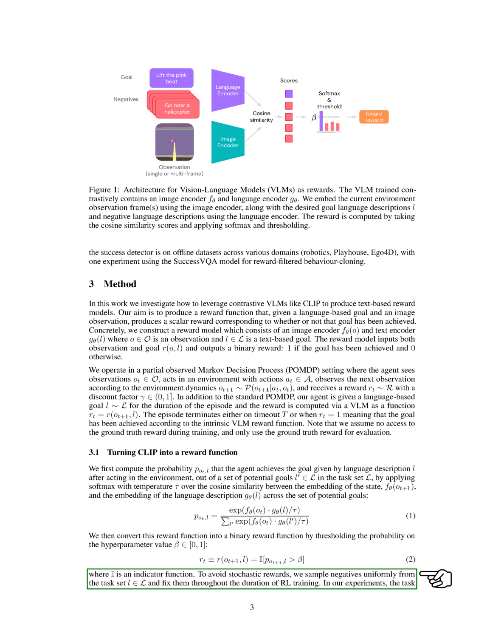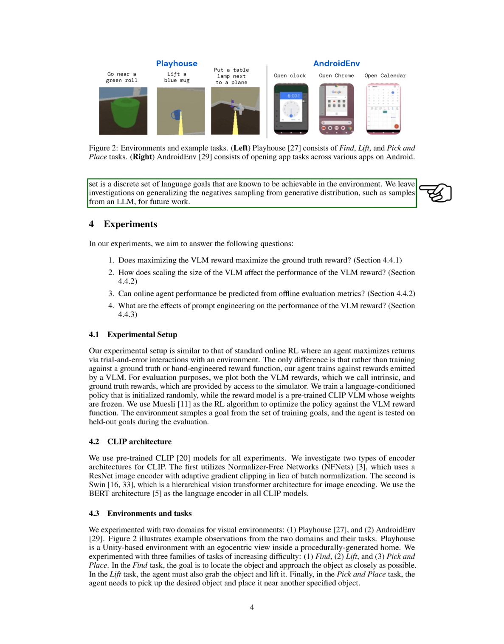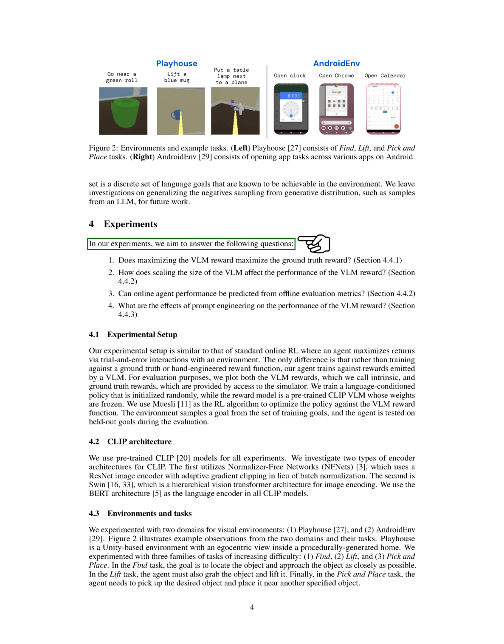To avoid random rewards, we sample negatives uniformly from the task set and keep them constant throughout the RL training. In our experiments, the task set is a set of language goals that we know can be achieved in the environment.